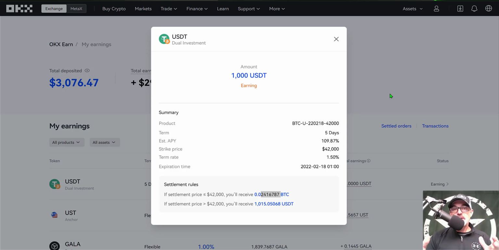Now, on the flip side, if Bitcoin is able to rebound and get above that 42,000 level before the expiration time tomorrow, then I would actually get paid in USDT plus 1.5%. So that would give me 1,015 USDT. And again, there's not a whole lot of places you can go get 1.5% on your USDT over a 5-day period, or essentially 100 and almost 10% APY on USDT.